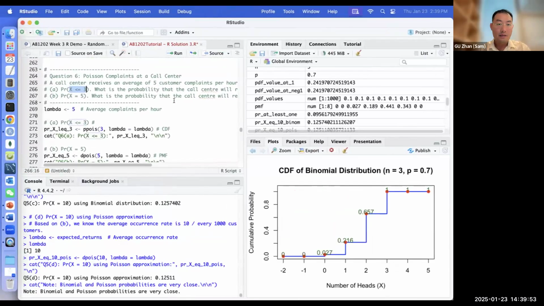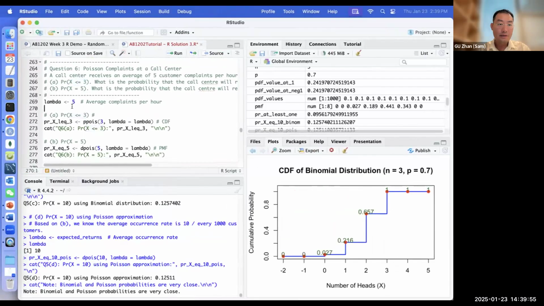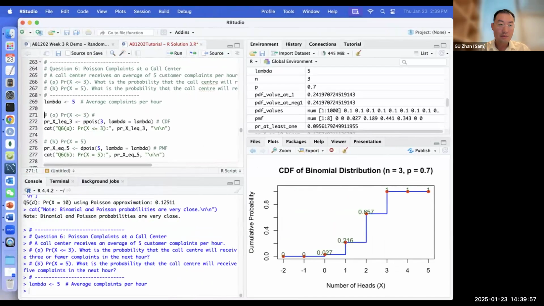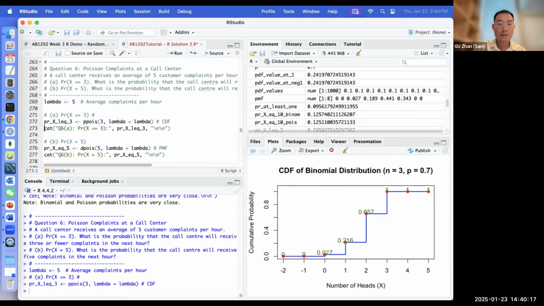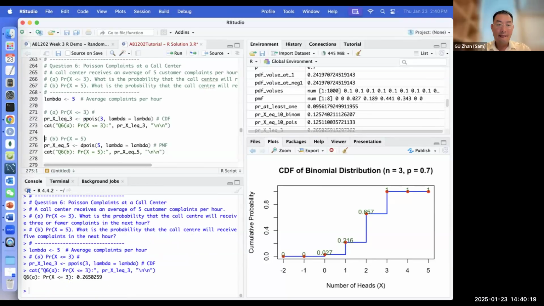So P of X less or equal to 3, what is the probability? 5 customer complaints per hour. So now I calculate the hour rate. Average complaints per hour, lambda equals 5. For A, ppois. It is a CDF because we are having 3 or less. So we need to use ppois, with lambda equal to lambda. Then we display. The cumulative distribution function when x equals 3 is 0.26.